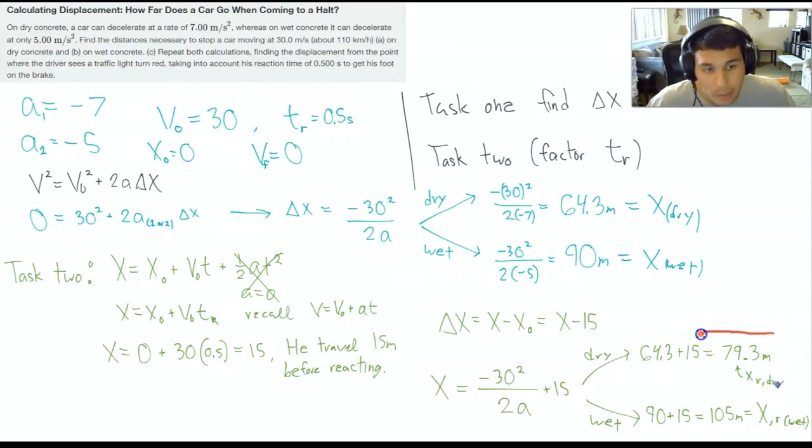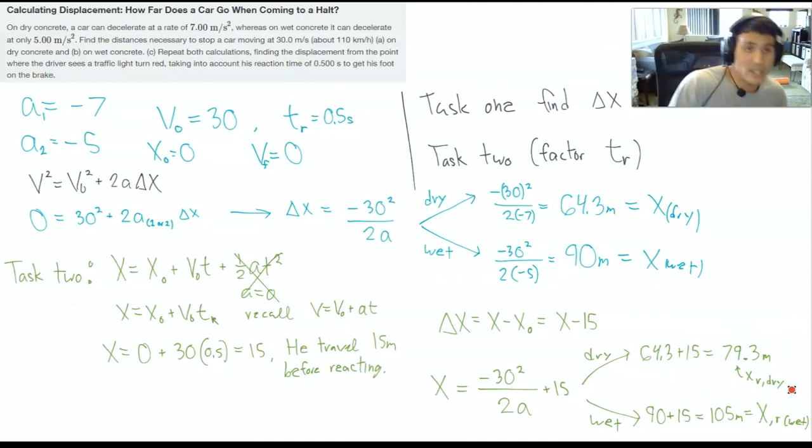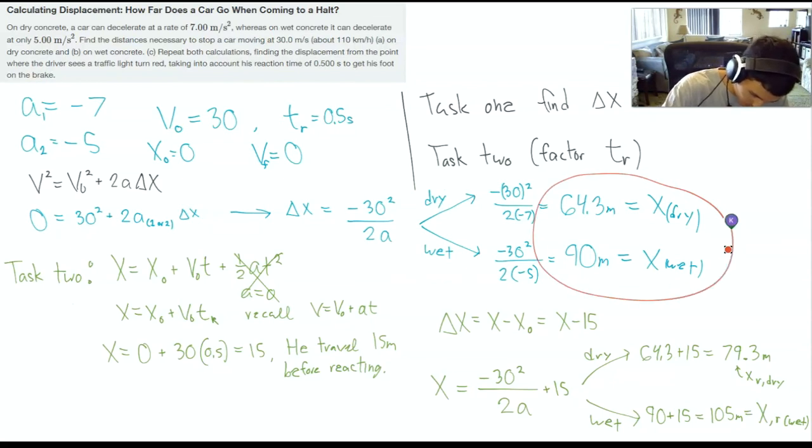So this would be how much he would travel. This would be how far he would travel if it took him a half a second to react, and if the road was dry. This would be the distance he would travel if the road was wet and if he took a half a second to react. So this question was pretty in depth, and I thought it was a really good exercise to teach these concepts.